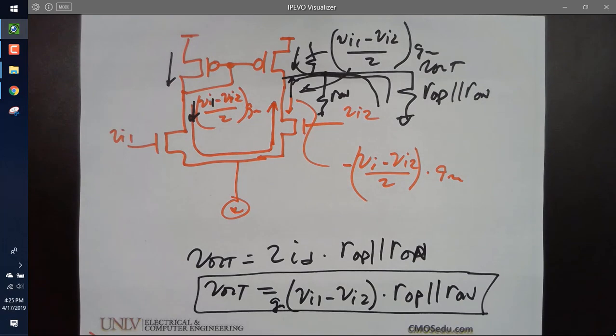So V out over V in 1 minus V in 2 is equal to GM R out P in parallel with R out N. Everybody agree with that?